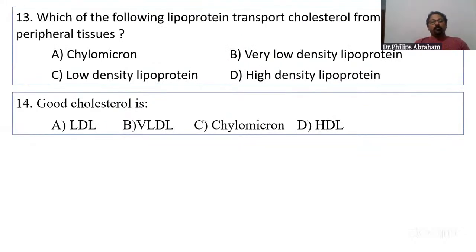Which of the following lipoproteins transports cholesterol from the liver to peripheral tissues? And in the same way, another question: which lipoprotein is called good cholesterol?